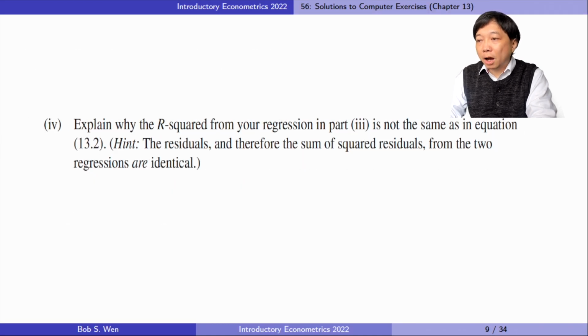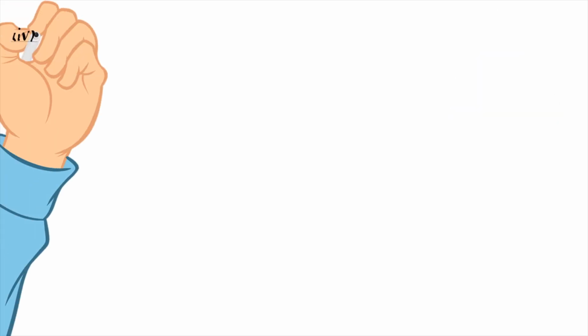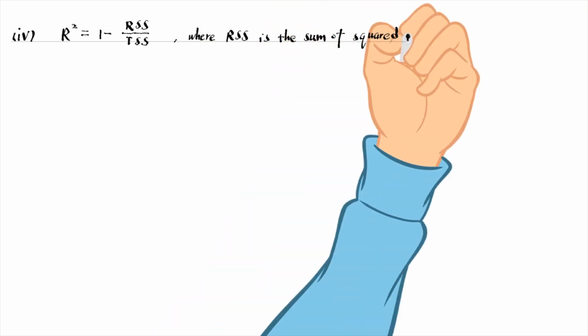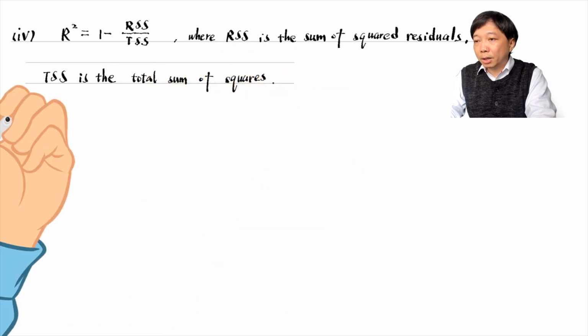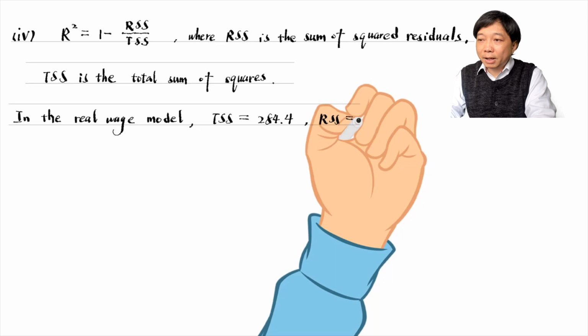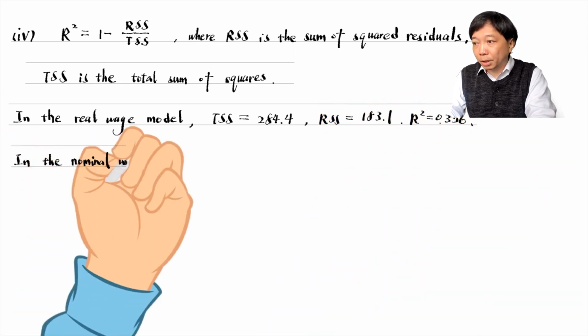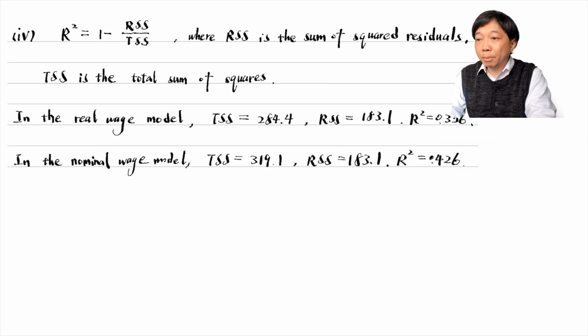In part 4, we are asked to explain why the r-squared from the regression in part 3 is not the same as in equation 13.2. We can write down the formula of the r-squared. In the real wage model, the total sum of squares is 284, while it is 319 in the nominal wage model. The sum of squared residuals is the same in both models. It results in a larger r-squared in the nominal wage model than in the real wage model.